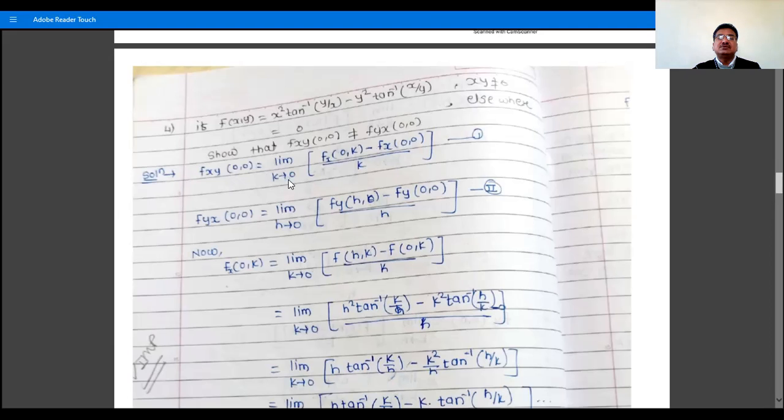Limit k tends to 0. f_xy means the derivative of f_x with respect to y, or we consider the derivative of f_y with respect to x. So here it is the derivative of f_x with respect to y. The derivative with respect to y means limit k tends to 0 of [f_x(0,k) − f_x(0,0)] divided by k.